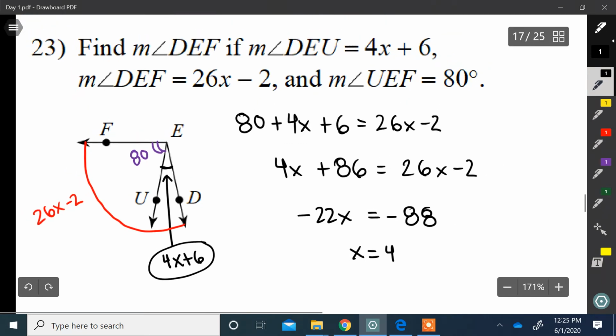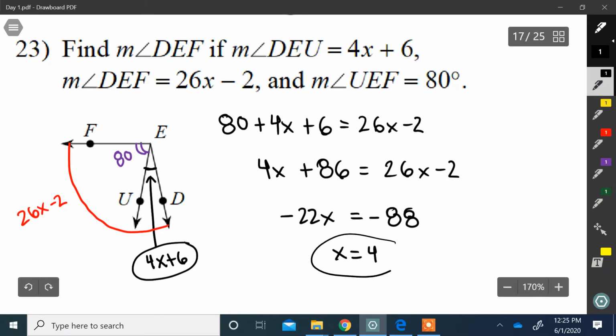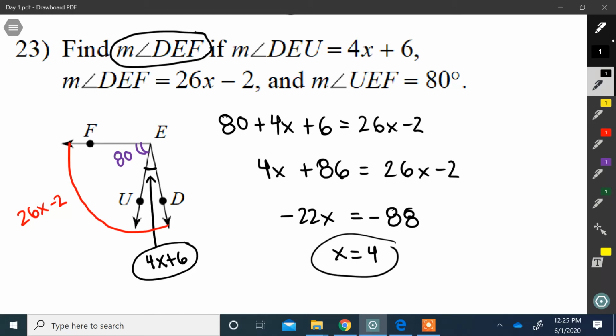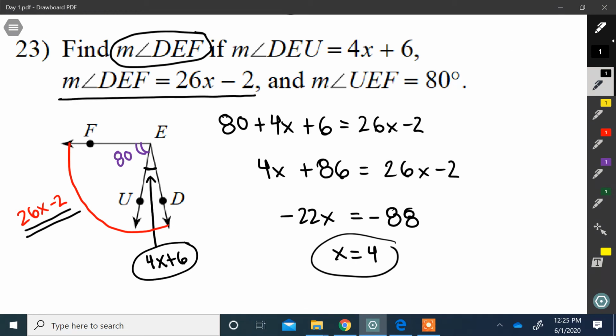But we are not done, guys, and you have to be careful when you're doing the quiz. A lot of people say, oh, I'm going to submit this as my answer. That's not your answer, because what they're asking you is to find the measurement of DEF. So what is that measurement? Well, they're giving you that DEF is equal to 26x minus 2.